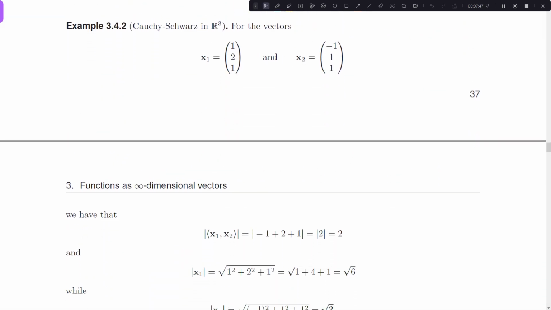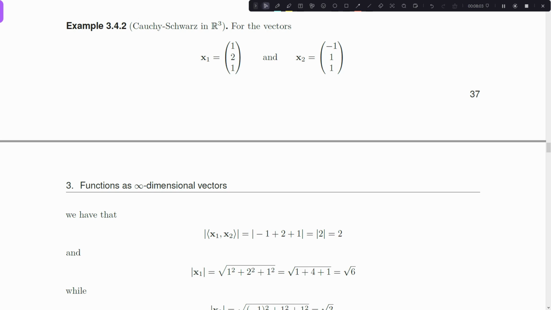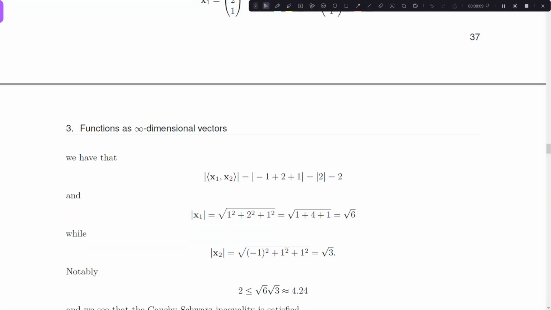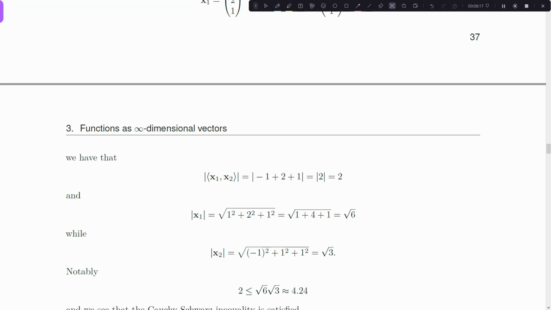So here's an example of Cauchy-Schwarz working in R3 for us. If we take a nice collection of two vectors in R3, we can compute their inner product and its magnitude, and we get 2. We compute one of their magnitudes independently, we get root 6. We compute another one independently, and we get root 3. If we look at the value of 2 compared to root 6 times root 3, which is about 4.24, we do see that the Cauchy-Schwarz inequality works.